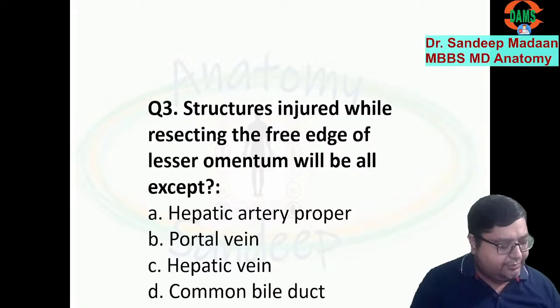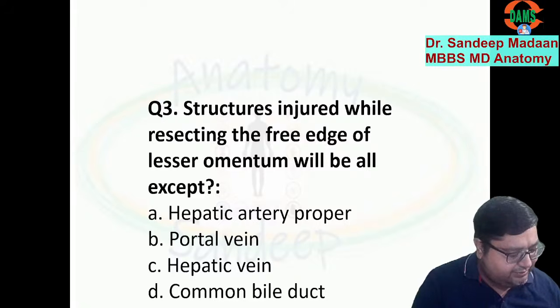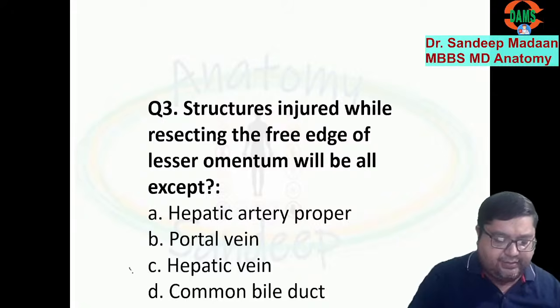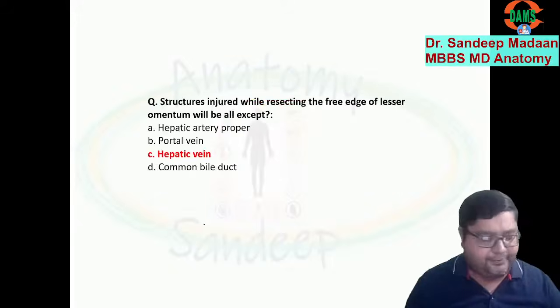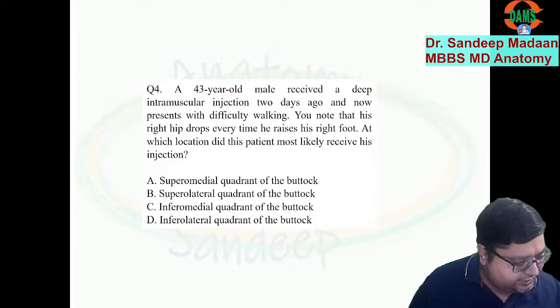Which one of them is not a portal triad structure? Yes, quickly tell me, beta. Which one of them is not a portal triad structure? Obviously, hepatic vein. That's the answer over here. Okay, let's go.